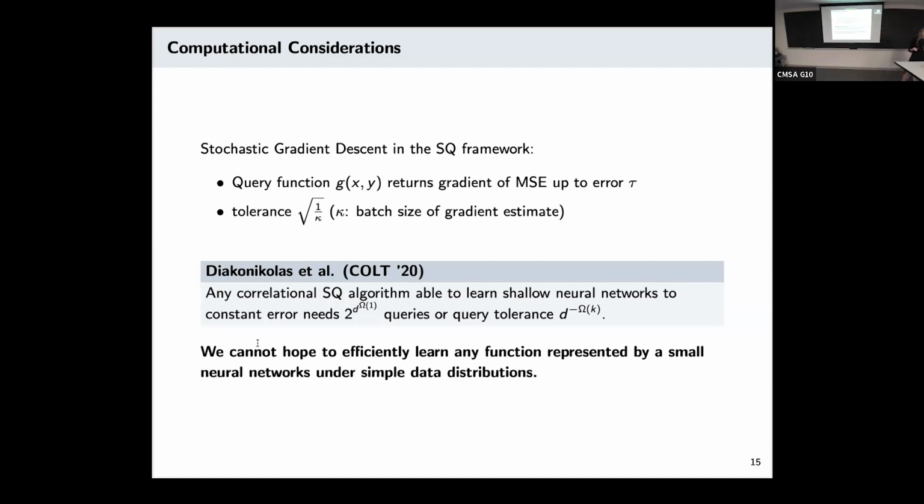And then Diakonikolas et al. showed that from this perspective of runtime complexity, we actually cannot efficiently train neural networks. What they showed here is that the query complexity is exponential in the size of the input. This is a worst case analysis. It doesn't mean that we can't train any neural networks, right?